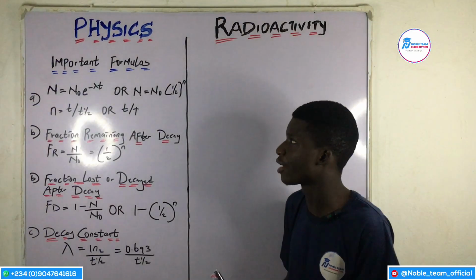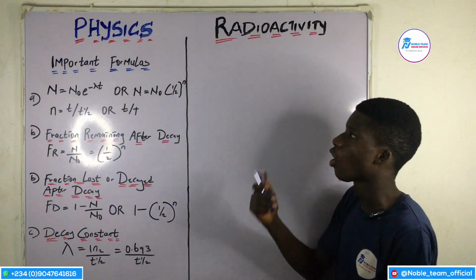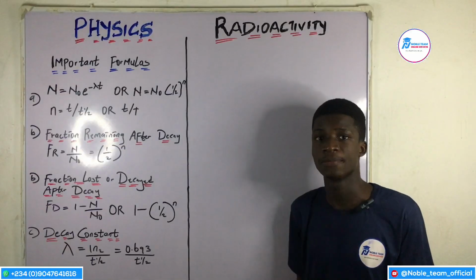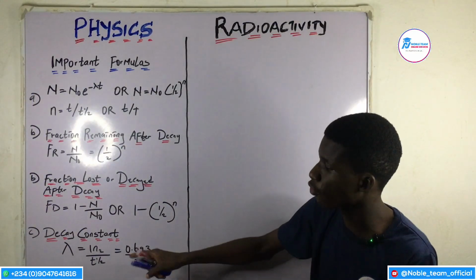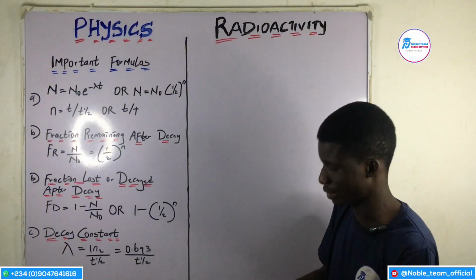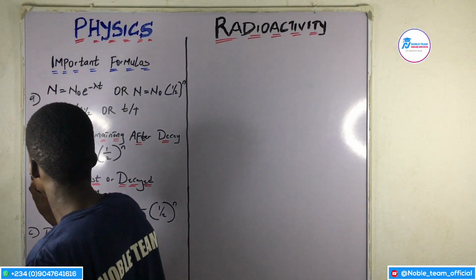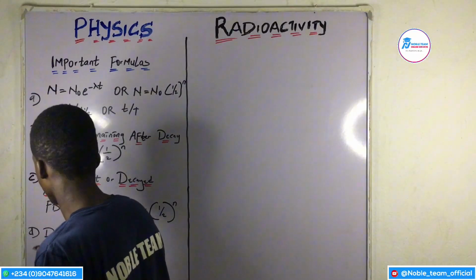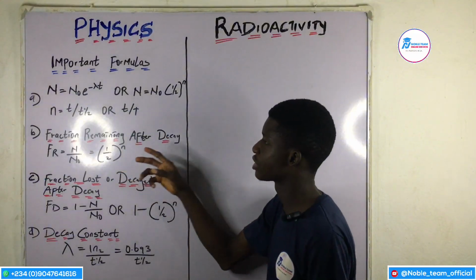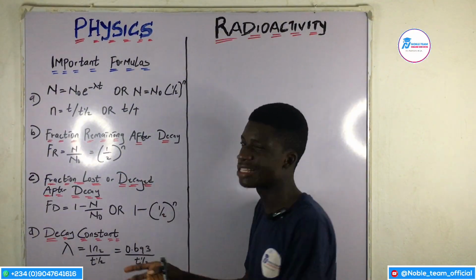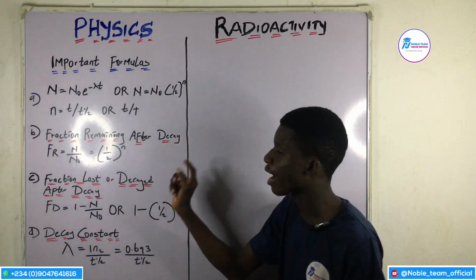Now looking at the board, we have important formulas you need to take note of on radioactivity. Once you take note of these four formulas that are on the board, you are good to go under radioactivity. So we have the first formula, we have the second formula. This second formula is used when you have been asked to calculate the fraction remaining after decay.